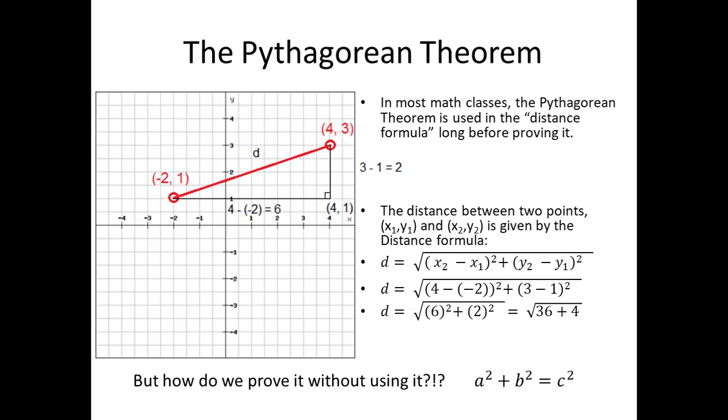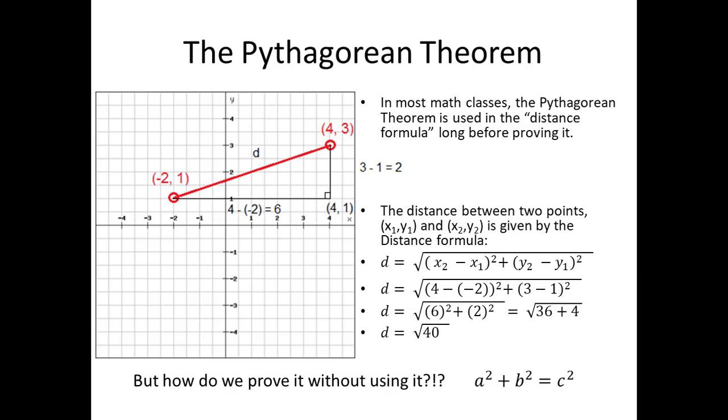And then just continuing on with another equal sign on that right-hand side, it's the square root then of 36 plus 4, or the final answer is the square root of 40. So this is used in math a lot to get distances on graph paper, but we still haven't proved how do we know then that a squared plus b squared equals c squared, or in this case d squared?